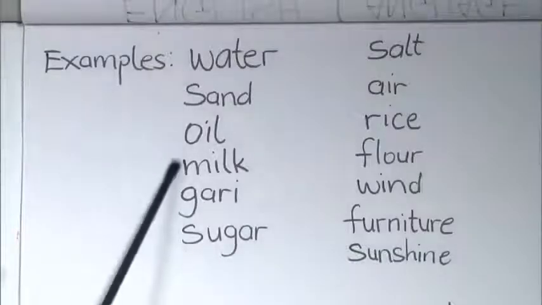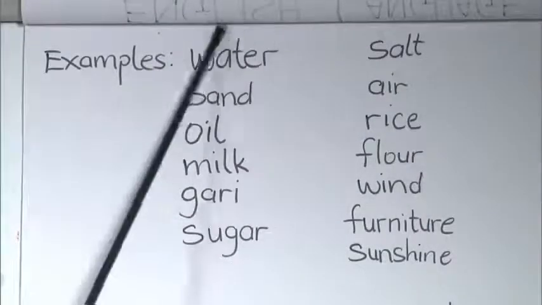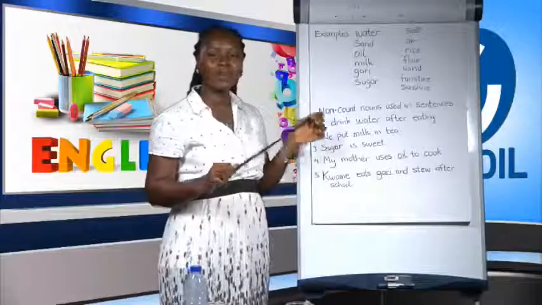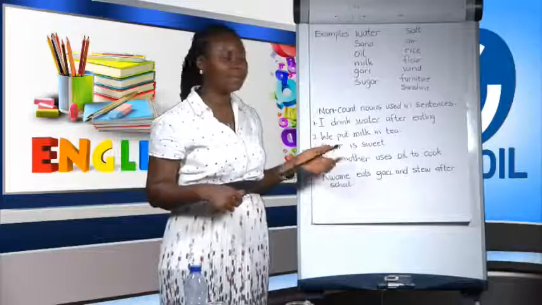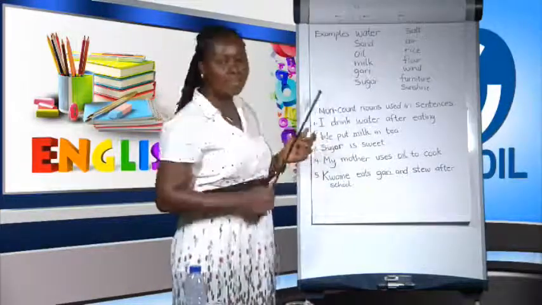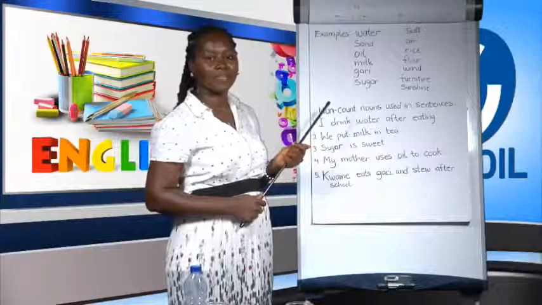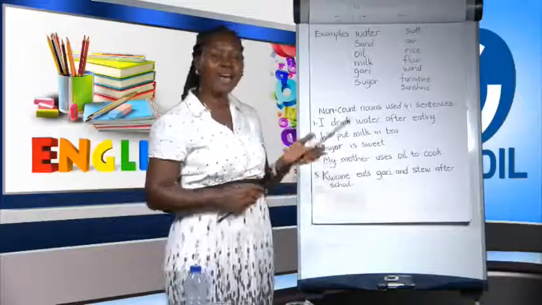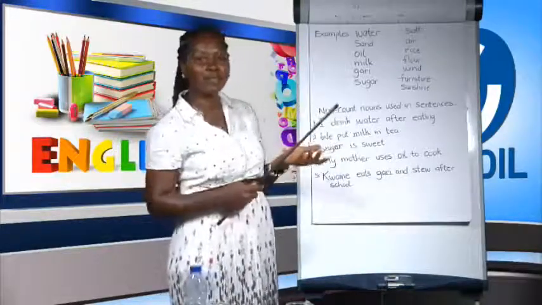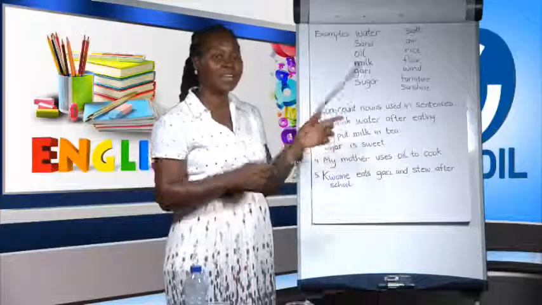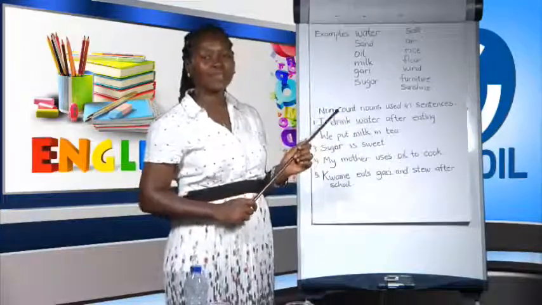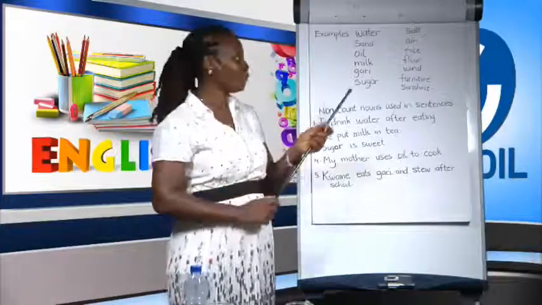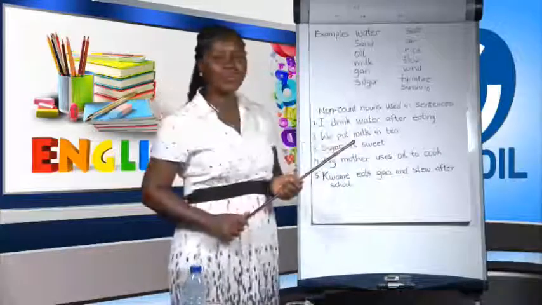So we are saying that all these examples here are called uncountable nouns or non-count nouns. Why? Because we cannot count them, and they do not have plural forms. As I said earlier, we cannot add s or es to them to form the plural, unlike countable nouns, where we can just add s to book to make books. Here we cannot form their plural.